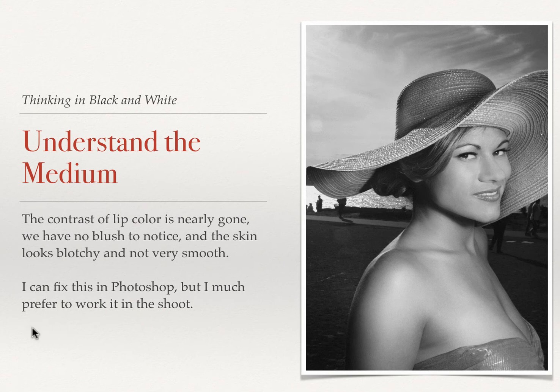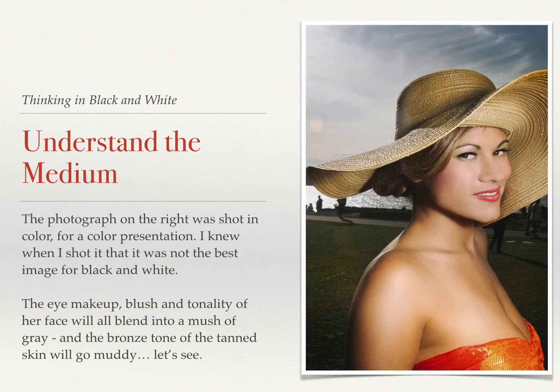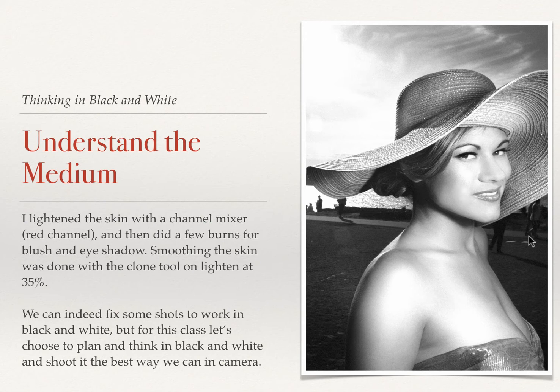So I needed to fix this. To make a black and white out of it, I need to fix it in Photoshop, and thank goodness we can. I can lighten the skin using a channel mixer and raising up the red values. In other words, there's so much red in the skin that I can raise that up with the channel mixer. I can then burn the lips a little bit, a little bit of dodging and burning, burn a little bit of cheeks back in, and burn her eye makeup back in as well.